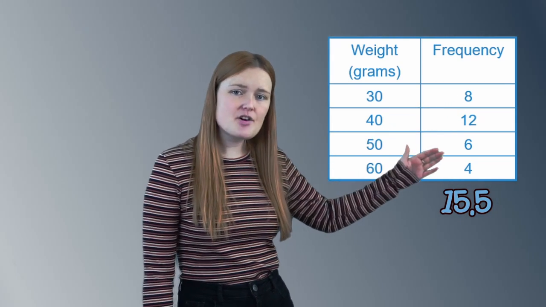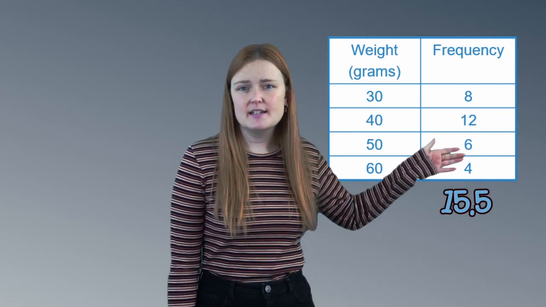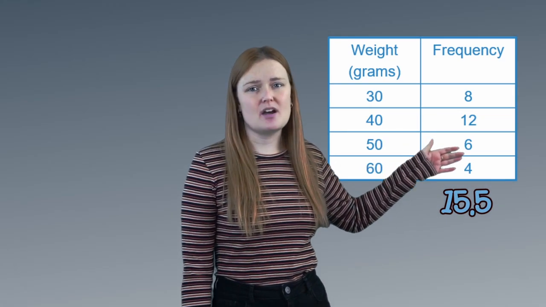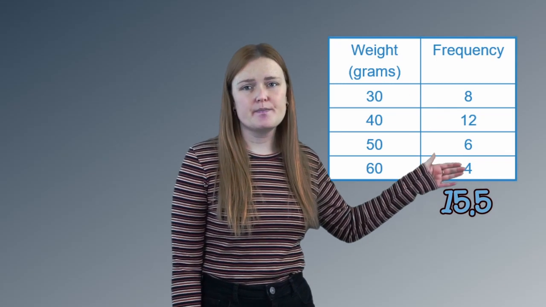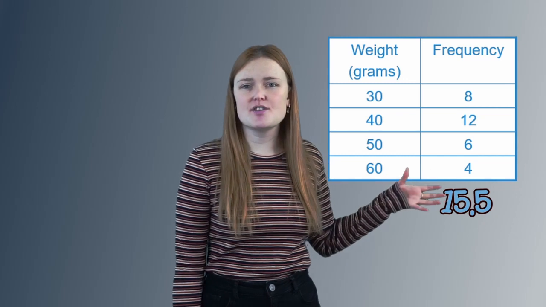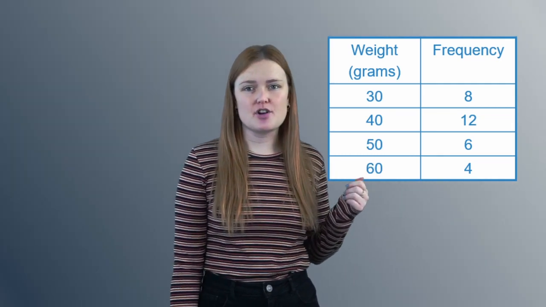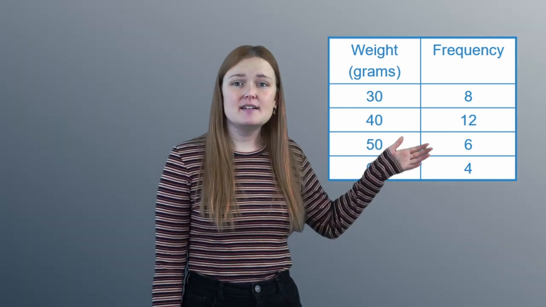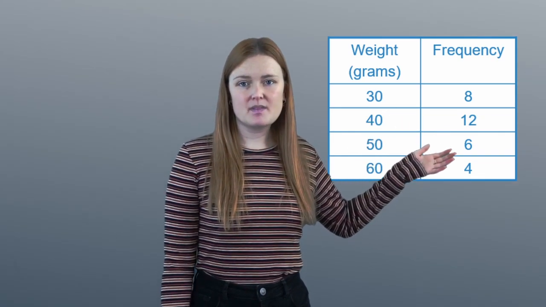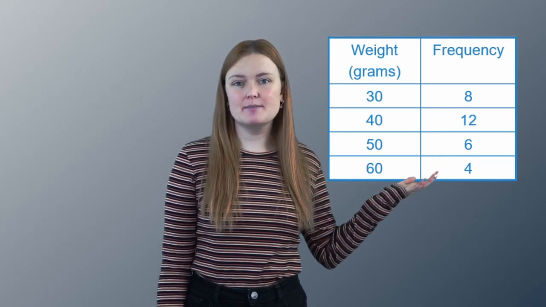If I then add on the next lot of data points, 8 add 12 is 20. So there's now 20 points in total in those top 2 rows. That means I've gone past my 15.5th value because I've got to the 20th. So my median must be in that row that I've just gone past. So it's in the 40 grams. So the 15.5th value, the median, must be 40.